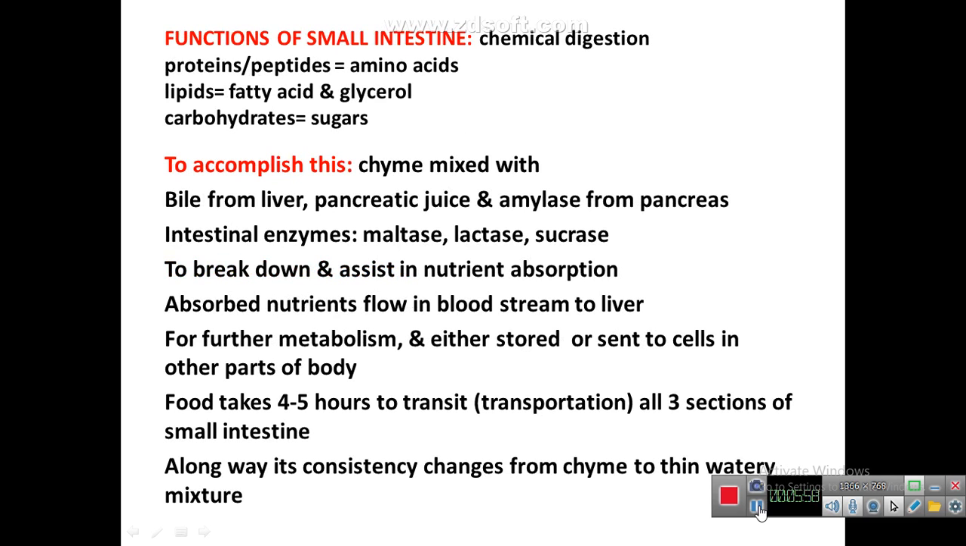Functions of small intestine. Small intestine helps in the chemical digestion. It breaks down proteins or peptides into amino acids, breaks down lipids into fatty acid and glycerol, and converts the carbohydrate into simple sugars. To accomplish this chemical digestion, the chyme is mixed with the bile that comes from the liver or gallbladder, and pancreatic juice and amylase from the pancreas.